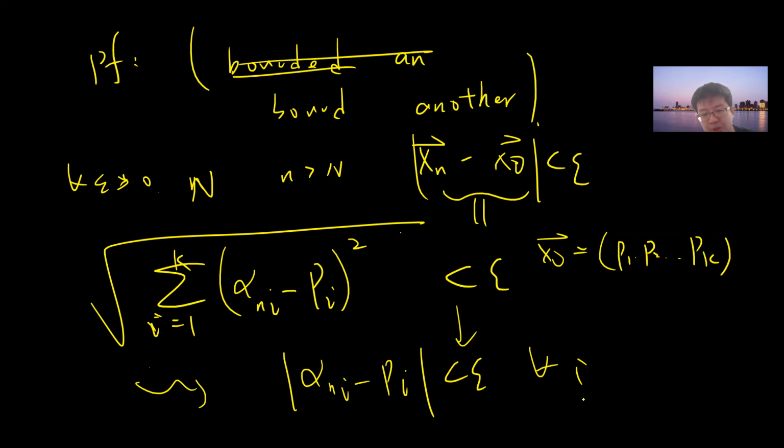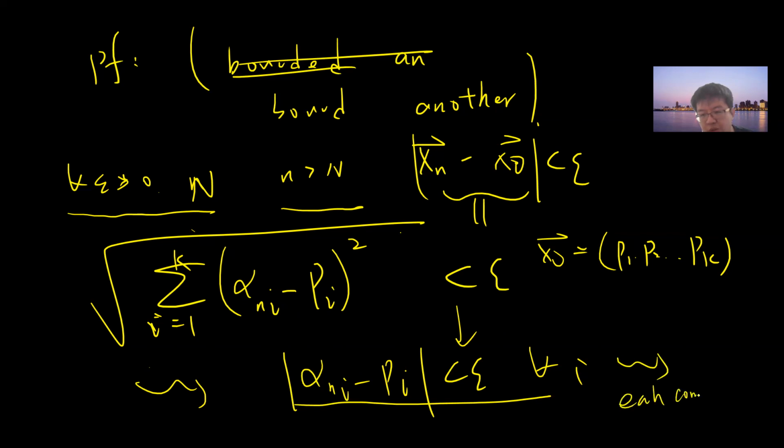This is very crude, but obviously true because these are all squares, so all positive. So in other words, for epsilon greater than 0, there is an N such that for n greater than N, this is less than epsilon. So you prove that each component converges. Conversely, I don't want to write it out, but if every component can be controlled, then your sum of squares can be controlled. Okay, so done.